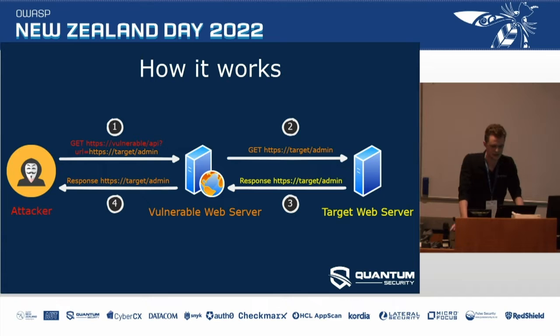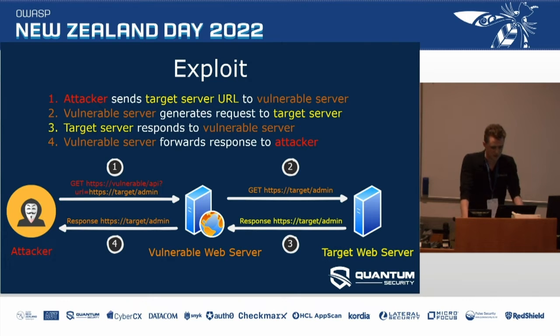When the attacker sends that request, the vulnerable server goes, OK, I've now received a URL. I'm going to send a request to that URL. The target web server then responds to the vulnerable web server, where this is just an HTTP request. I'm just going to respond as expected. And then the vulnerable web server forwards that response back onto the attacker.